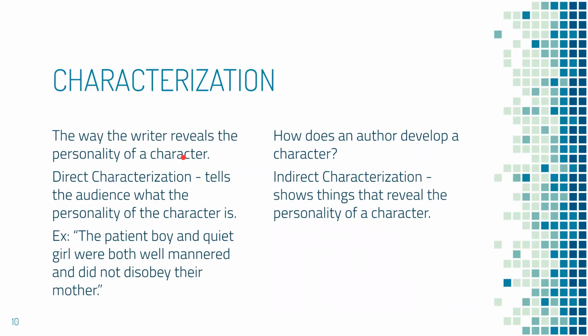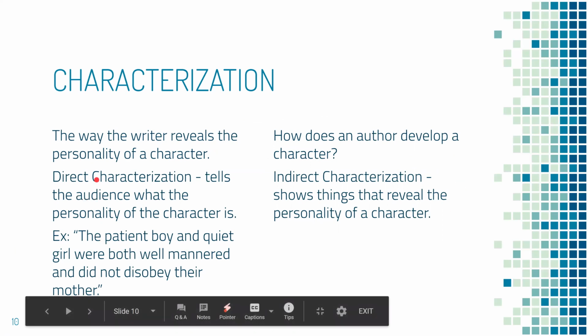Characterization. Characterization is the way a writer reveals the personality of a character. So now, how does an author develop a character? So there's two methods. There's direct characterization and indirect characterization.